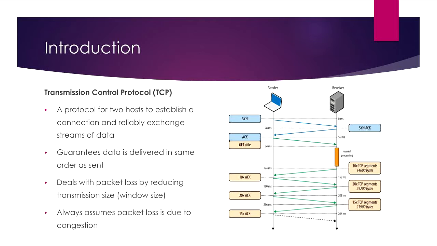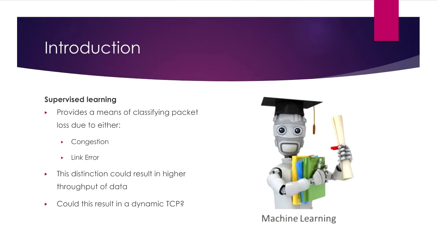But first we must be able to distinguish between packet losses due to congestion and packet losses due to link errors. Our anchor paper aims to accomplish this by using supervised learning and prevent TCP from reducing the window size. If it is successful, it could result in a higher throughput of data, especially in wireless networks when utilizing TCP.